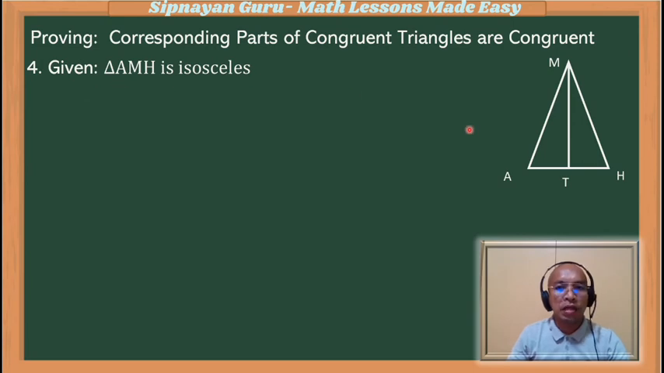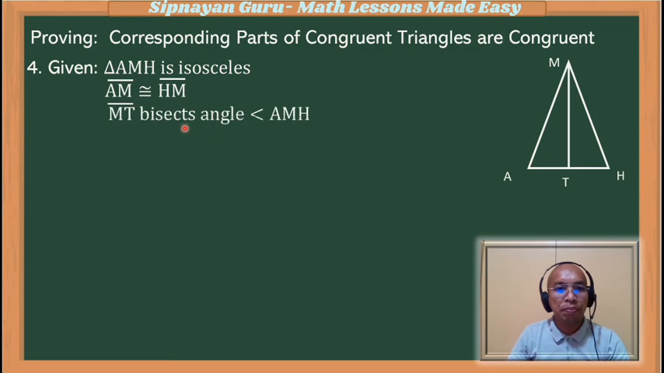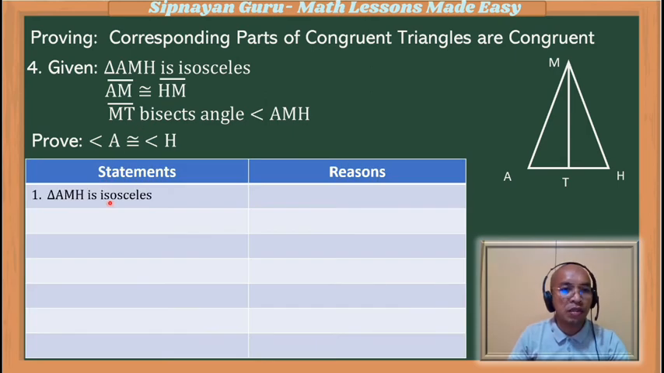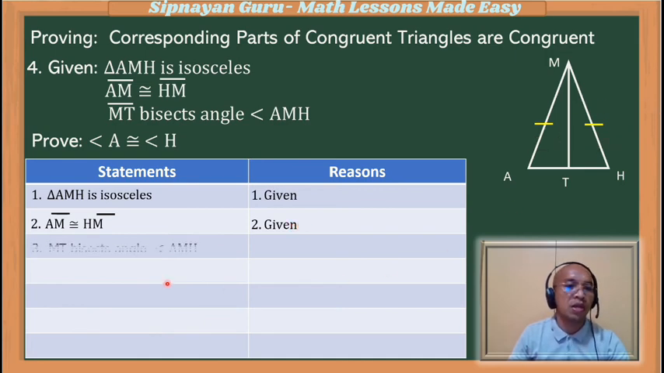Example number 4, triangle AMH is isosceles. That would mean two sides are equal. So segment AM is congruent to segment HM. Third given statement, segment MT bisects angle AMH. We're asked to prove that angle A and angle H are congruent. The first given statement and the reason is given. Second, AM is congruent to HM, so the reason is also given. These two sides are the congruent sides.